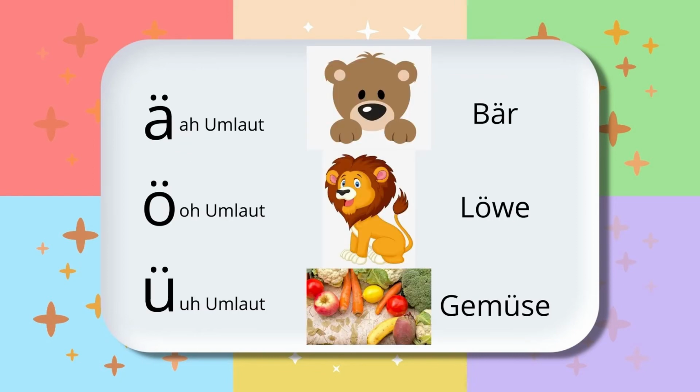Now we'll discuss the 4 more letters in the German alphabets. The first one is Ä. The 2 dots over A are known as umlaut. They change the sound from A to Ä, like in the word bear. The next one is Ö. The sound changes from O to Ö, just like in the word lower. Let's move on to the next one. Ü. The sound changes from U to Ü, just like in the word Gemüse. Please notice that there are only 3 letters that get the umlaut or the 2 dots on the top.